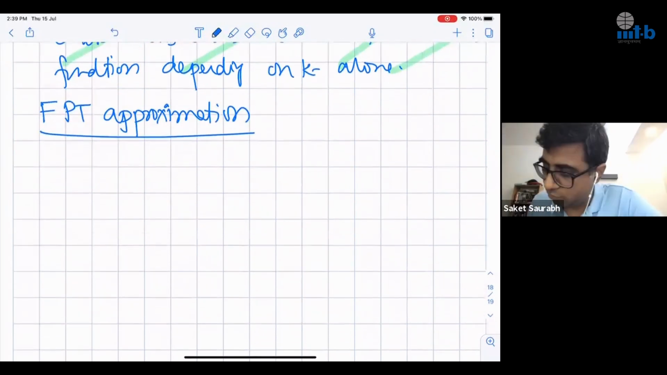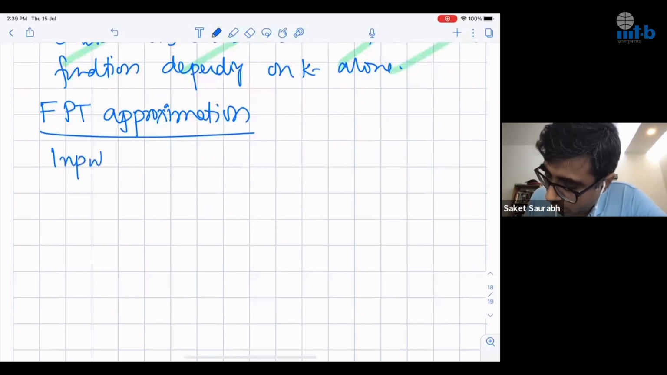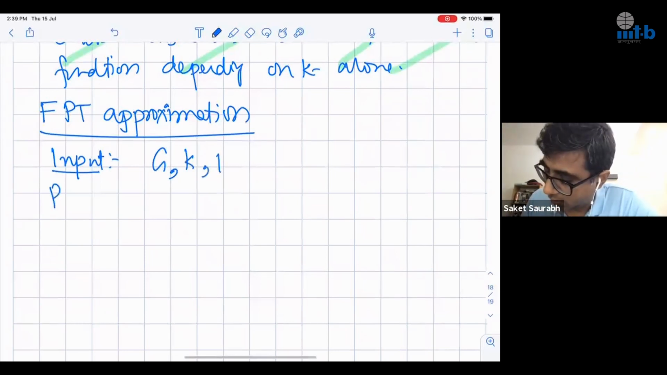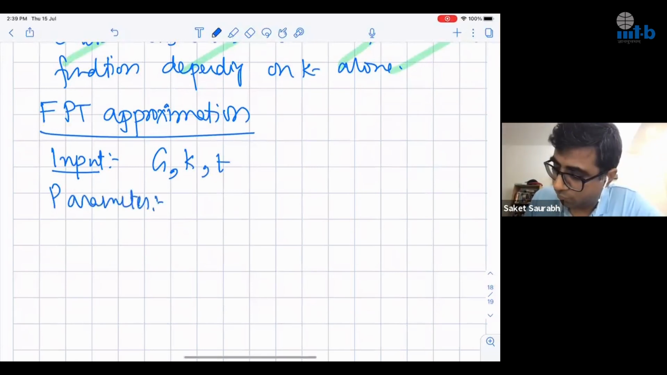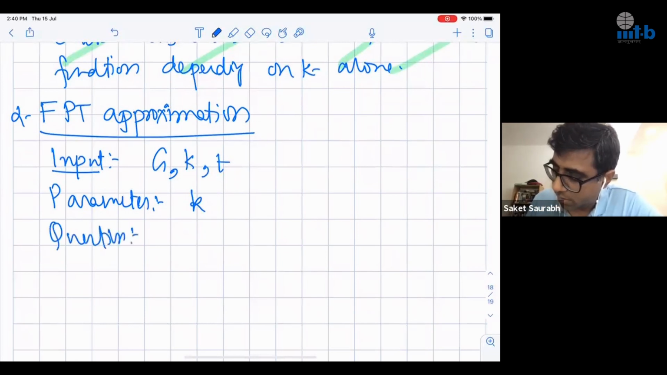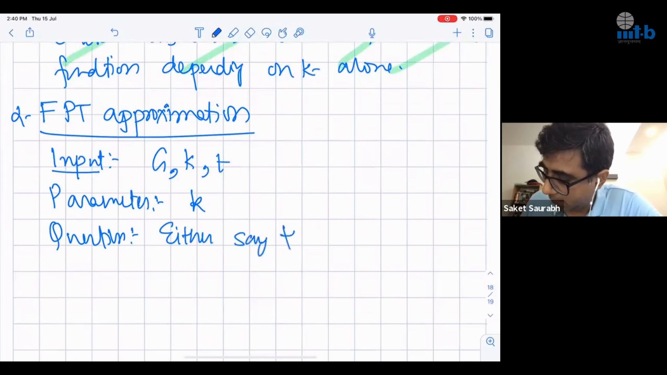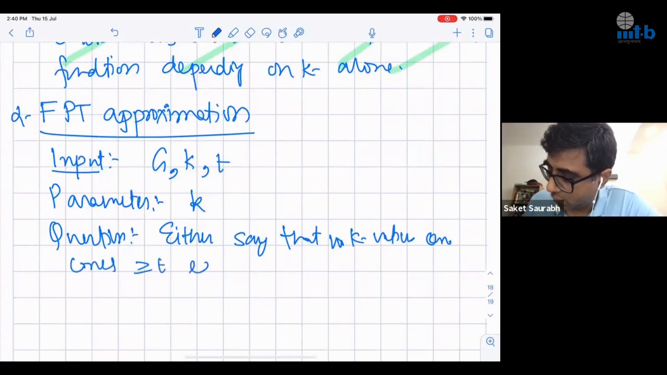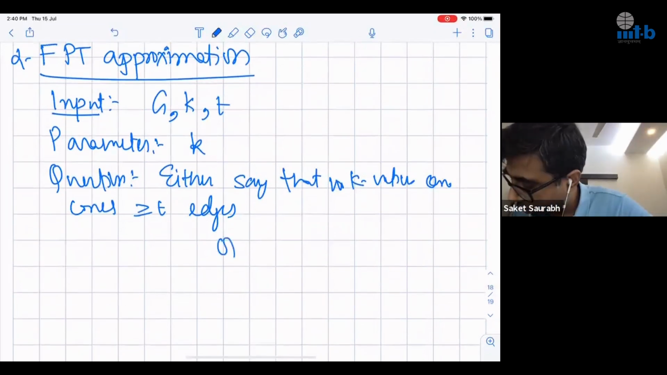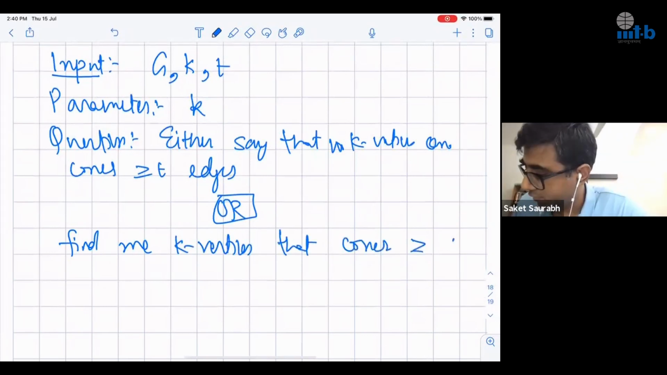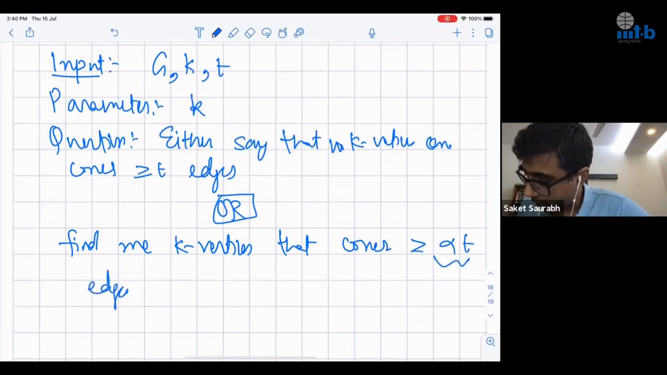Okay, so what I would like to do: the input is G, k, and t, and the parameter is k, and the running time is measured in terms of k. For an alpha factor approximation, the algorithm can either say that no k vertices can cover at least t edges, which means this is a no instance, or find k vertices that cover at least alpha times t number of edges. Right? This is what it means.